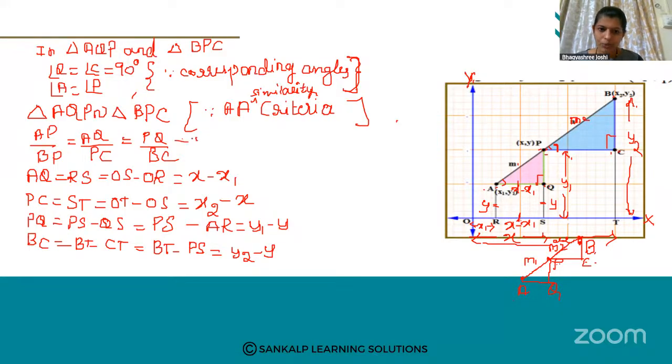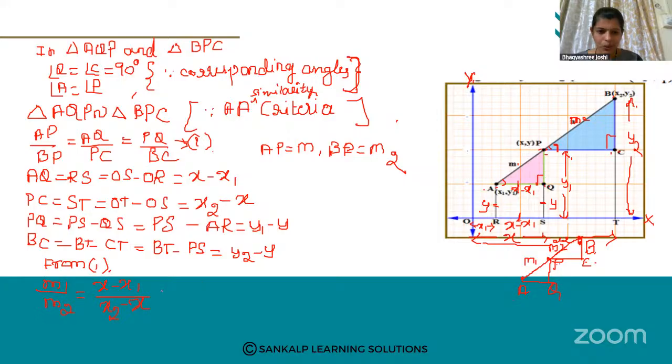Call this as equation number 1. So from equation number 1, AP divided by BP. AP is M1. If you want, you can write here. AP is equal to M1 and BP is equal to M2. Right? I will write AP as M1, BP as M2. AQ divided by PC. Where is AQ? AQ is here. AQ is X minus X1. Right? And PC, where is PC? PC is X2 minus X.